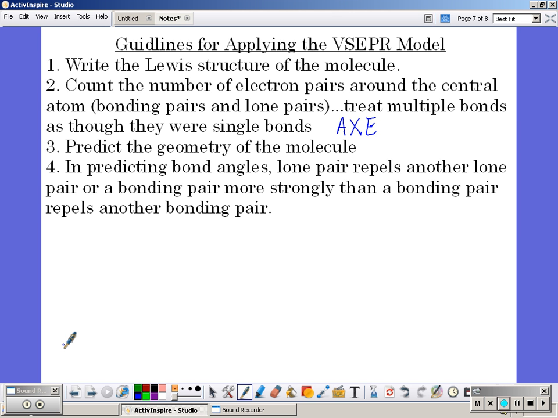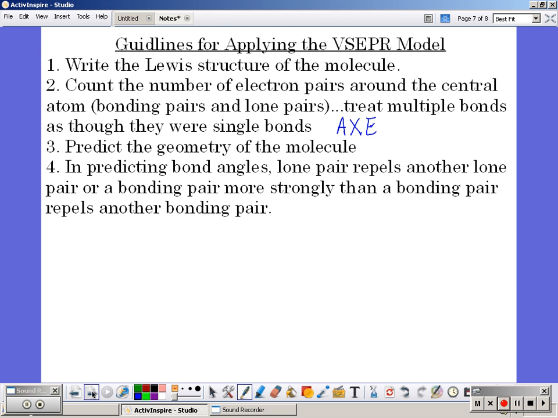In predicting bond angles, lone pairs repel other lone pairs or bonding pairs more strongly than bonding pairs repel other bonding pairs. So the lone pairs are going to change the geometry of the non-lone-paired molecules. So you do need to know your bond angles along with the geometry. None of that's given to you on the test, so you're going to have to remember it.